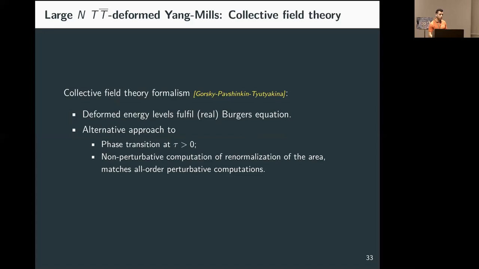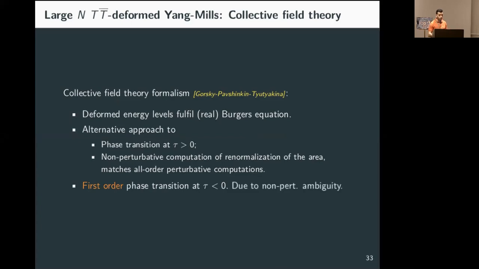They have also rederived the phase transition at positive tau, and they have given a non-perturbative computation of the renormalization coefficient of the area. And they found that it agrees perfectly with our all-order perturbative computations. But this is what we expected because, as I said, for positive tau, there is no non-perturbative ambiguity. So the two approaches should be equivalent. And so this is a nice consistency check. Also, they found a first-order phase transition at negative value of tau. And this is really due to the non-perturbative ambiguity that I mentioned earlier.